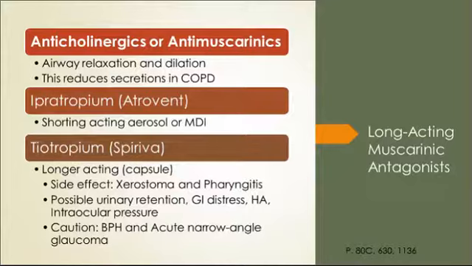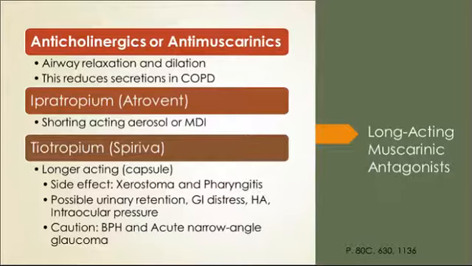Okay, so anticholinergics are anti-muscarinics. The muscarinic are the receptor sites in the parasympathetic nervous system. I always think of cholinergic as your parasympathetic side because of acetylcholine. So anticholinergic blocks the cholinergic effects at those receptor sites. So rather than the bronchoconstriction that would happen, it blocks it so they have airway relaxation and dilation.